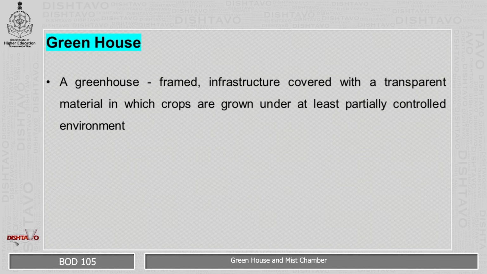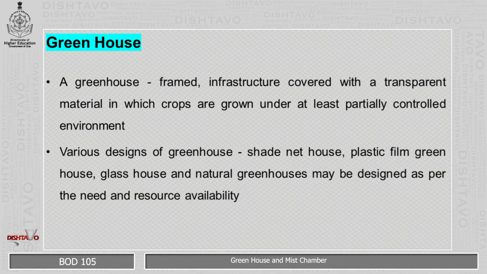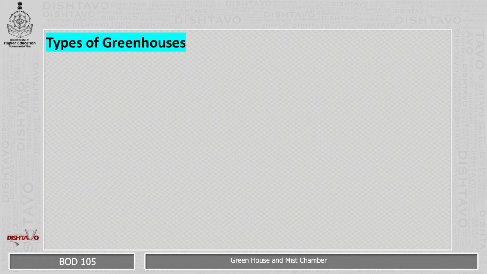A greenhouse is a frame infrastructure covered with a transparent material in which crops are grown under at least partially controlled environment. Various designs of greenhouse such as shade net house, plastic film greenhouse, glass house and natural greenhouses may be designed as per the need and resource availability.